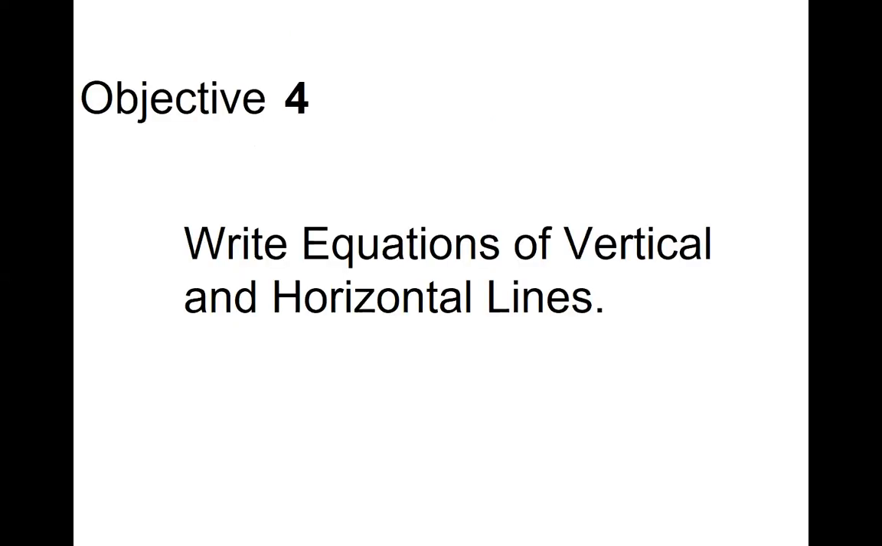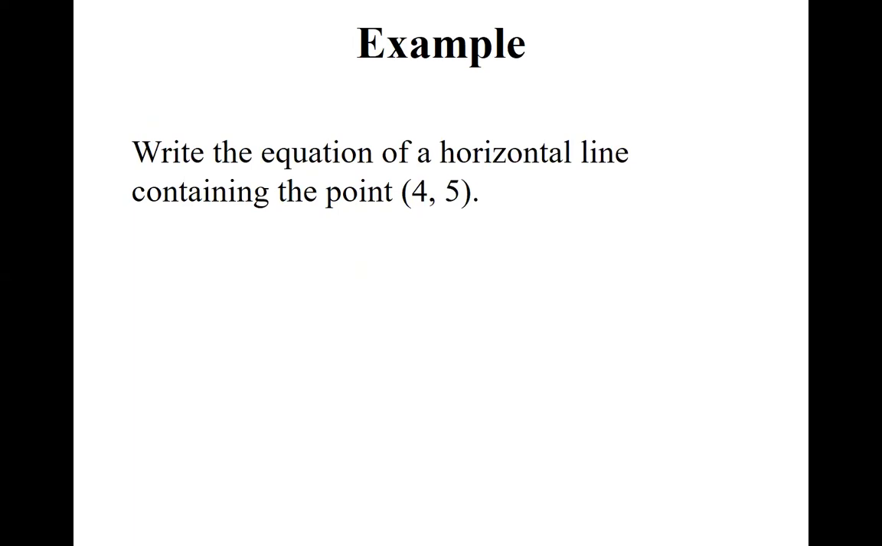The fourth objective in this topic is write equations of vertical and horizontal lines. Our first example is to write the equation of a horizontal line containing the point (4, 5). You could go through the trouble of remembering which one is horizontal and which one is vertical. One of them is x equals, one of them is y equals. We know they don't have the other letter. It's just x equals a number or y equals a number.